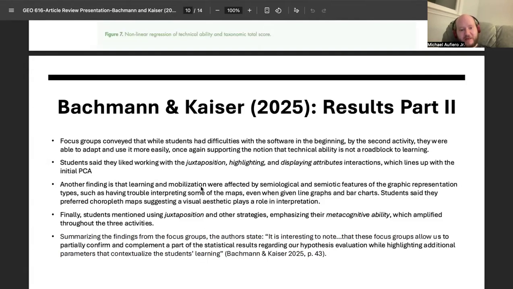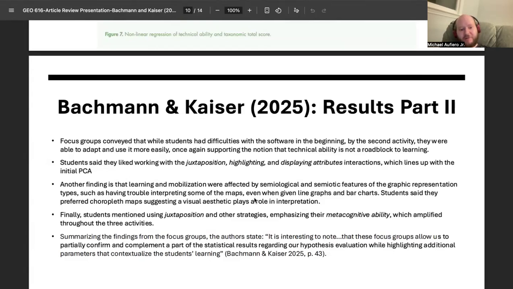Another finding is that learning and mobilization were affected by semiological and semiotic features of the graphic representation types, such as how they were displayed, such as having trouble with interpreting some of the maps, even when given line graphs or bar graphs. Students said they preferred choropleth maps, suggesting a visual aesthetic plays a role in interpretation. So what we see here is that the semiological and semiotic features, that's the way that something is displayed, can have an impact on learning as well.